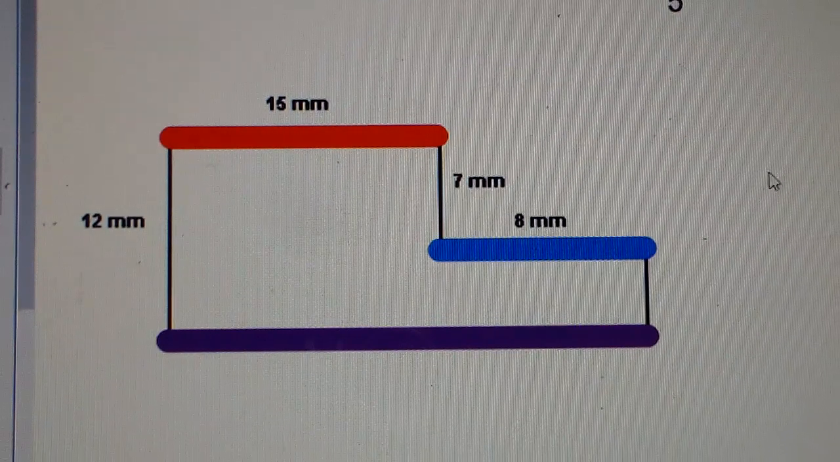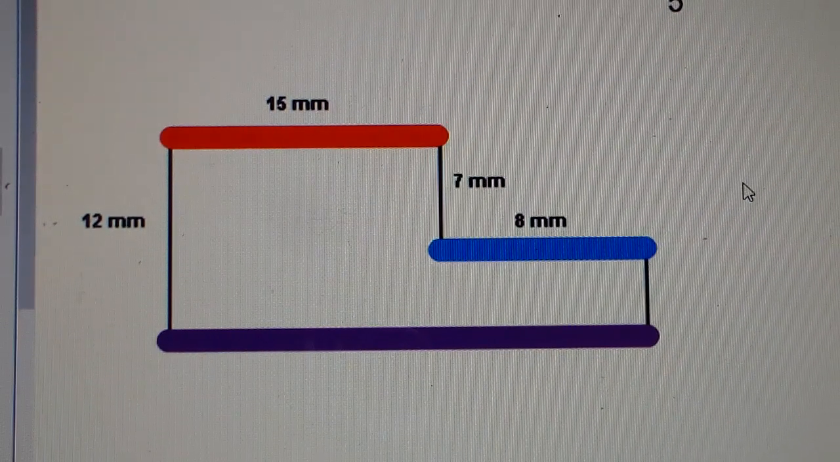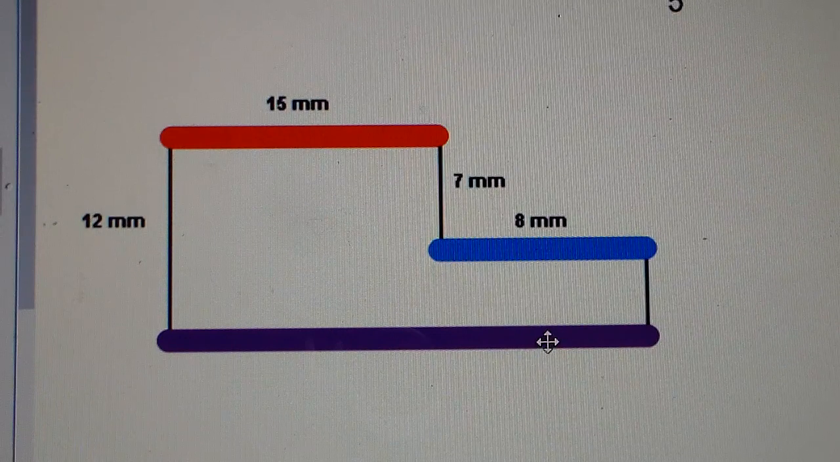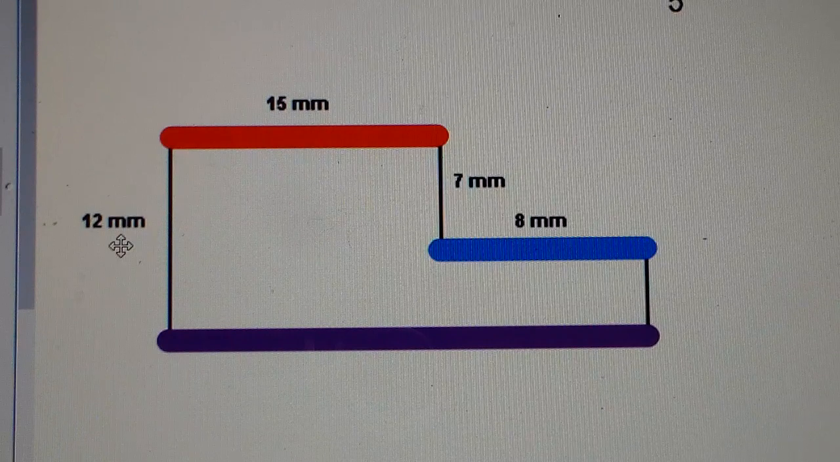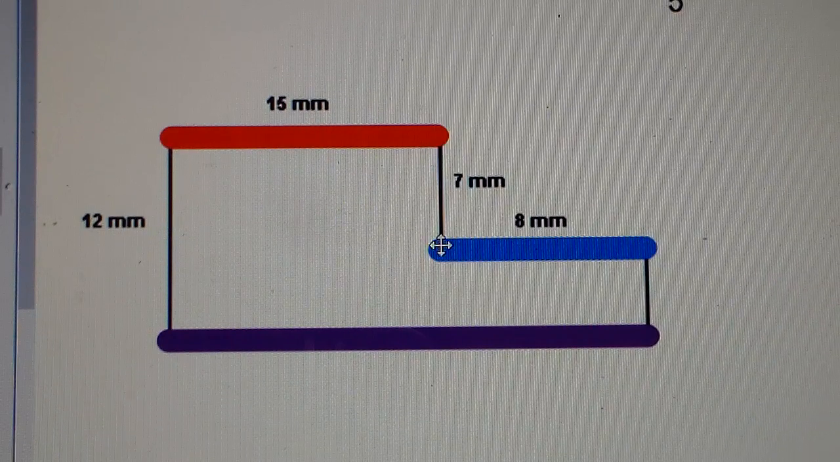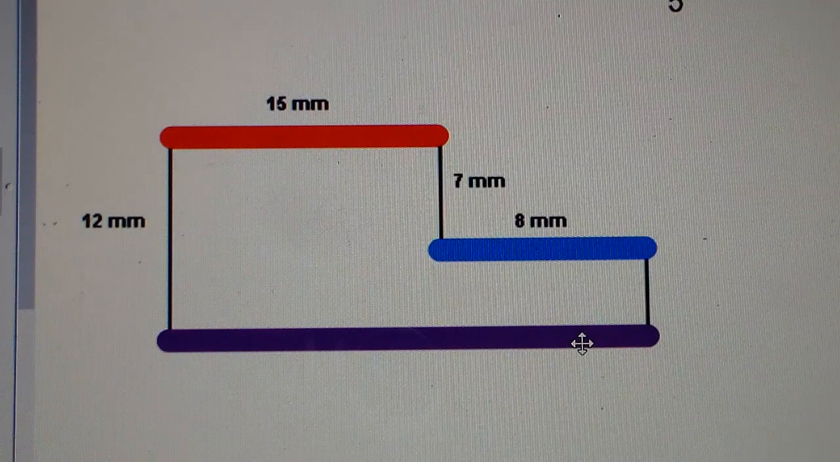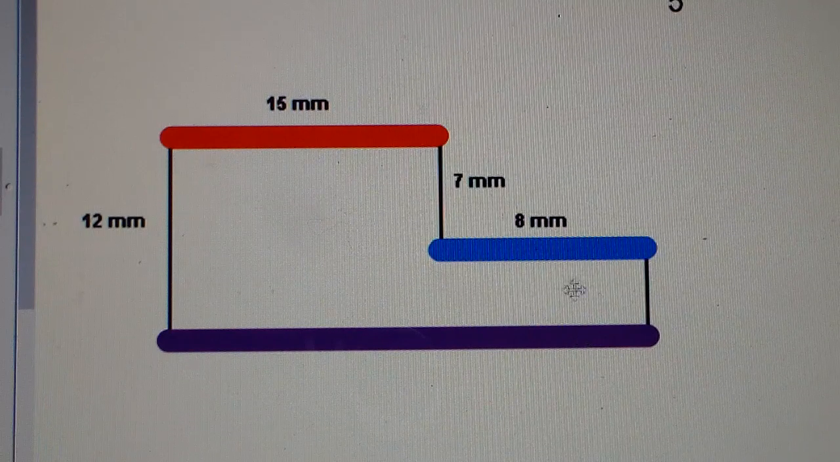So a figure like this. It's tricky. They don't give you all the information. You have to find some pieces of information to figure it out. So we know from top to bottom here on the left side is 12 millimeters. From left to right is 15 millimeters. From here to here is 7. The blue line is 8 millimeters. This height we don't know. And the purple length we don't know. So we're going to have to use some common sense here.